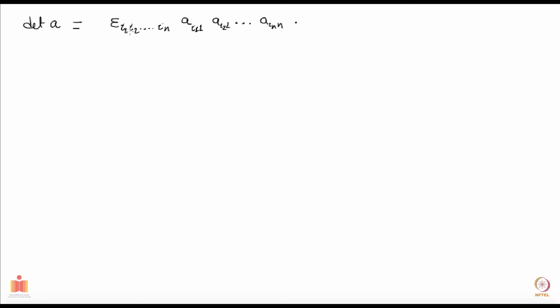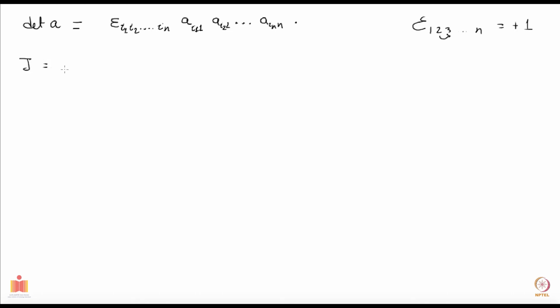The Levi-Civita tensor, or this totally antisymmetric tensor, is defined such that epsilon 1 2 3 and so on up to n is plus 1, and whenever you interchange any two indices you pick up a minus sign. That's how this epsilon is defined. And A_{i1 1} and so on are the matrix elements of the matrix A. So that's what I'm going to use here. So let's see what my Jacobian is now.